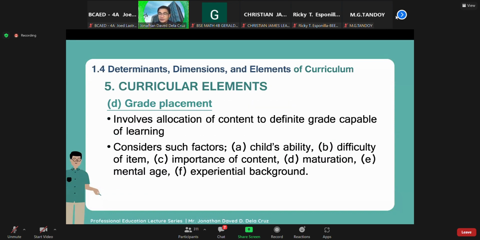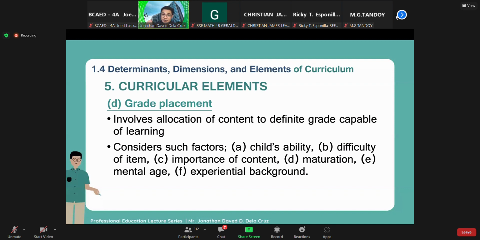Ano yung pang-apat, no? Grade placement. So involves allocation of content to definite grade capable of learning. So consider the factors. Una, child's ability. Needs assessment, aalamin mo kung ano yung kayang gawin ng bata, yung kanyang skills. Second is difficulty of items. Third is importance of the content. Ano yung content na appropriate for the grade.